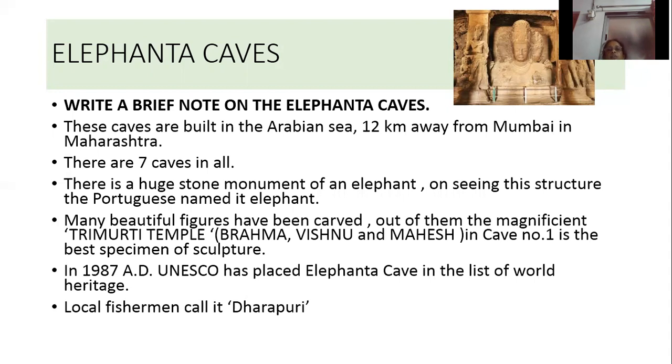So, write a brief note on Elephanta Caves. The Elephanta Caves are situated in the Arabian Sea, 12 kilometers away from Mumbai in Maharashtra. How many caves are there? 7 caves are there. Ajanta, how many caves are there? 30 are there. Ellora, how many are there? 34. Elephanta Caves, how many caves are there? 7 caves are there.